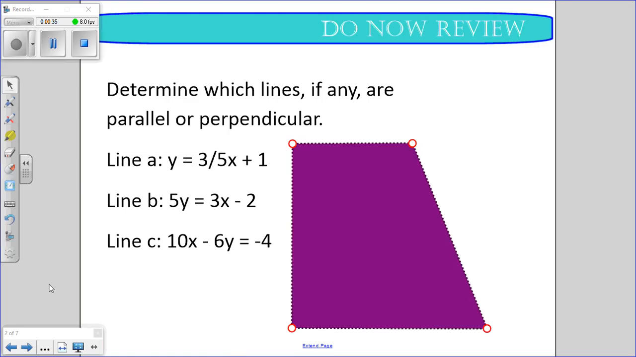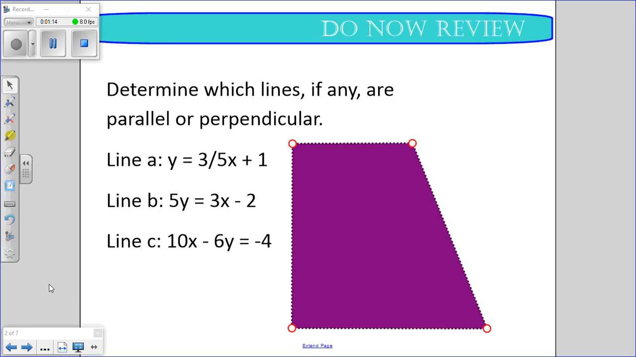So let's look at this. On your do now on the hub in your folder, it had a couple, I think just 2 questions, and they both asked you to determine which lines, if any, are parallel or perpendicular. So this is what we were doing last class. When we look at line A, we got y equals 3/5x plus 1. Line B, we have it in some form, and line C. Easiest way of looking at these obviously is in the slope-intercept form.